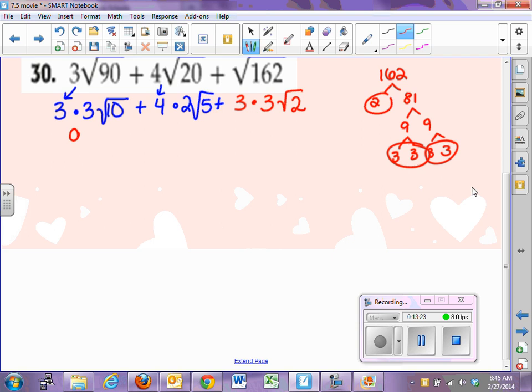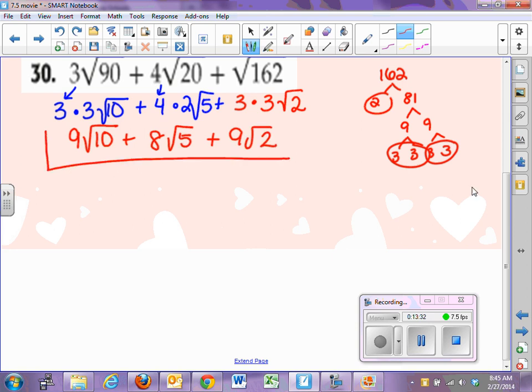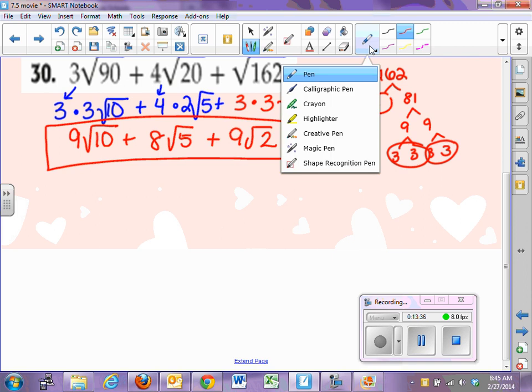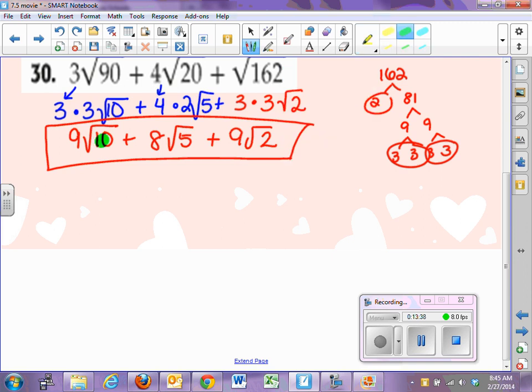So what I have now is 9 radical 10 plus 8 radical 5 plus 9 radical 2. Okay, I guess I have no like terms again because all of the numbers inside the radical are different. So I have to leave it like that. That's the simplified form.